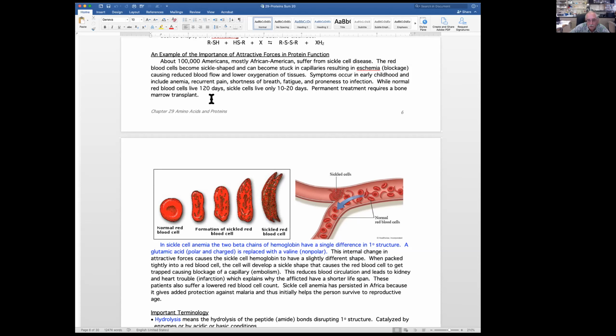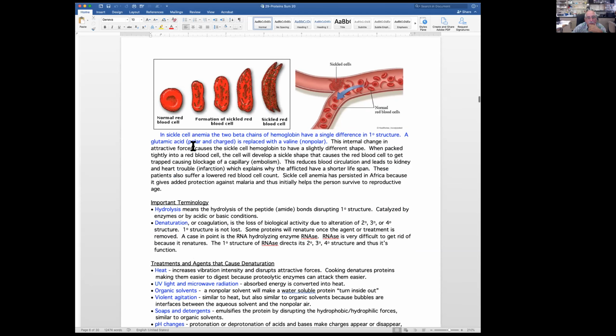What are you doing with the bone marrow transplant? Well, that's where all the blood cells come from, from your bone marrow, right? So what you're trying to do is replace the gene that codes for this with the gene that doesn't code for that. And what is the difference? In sickle cell anemia, the two beta chains of hemoglobin have a single difference in primary structure. A glutamic acid is replaced with a valine.